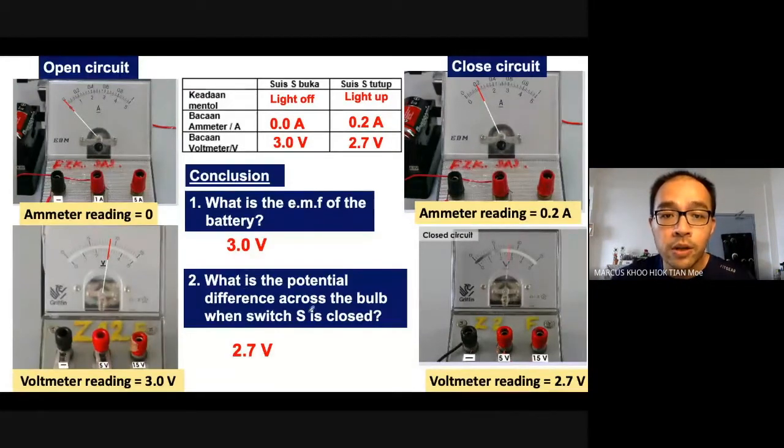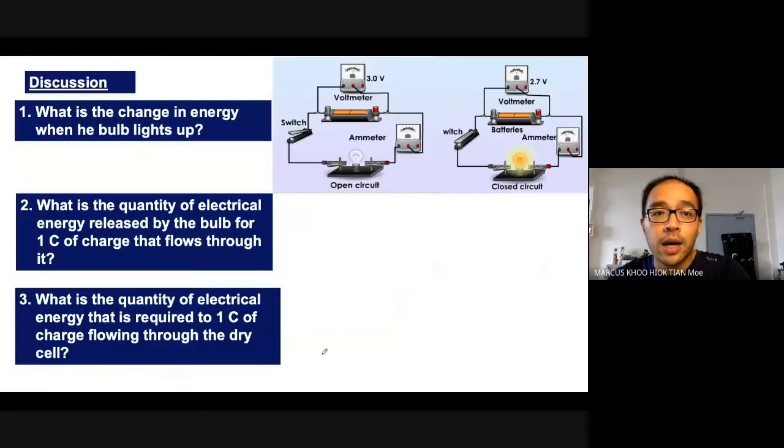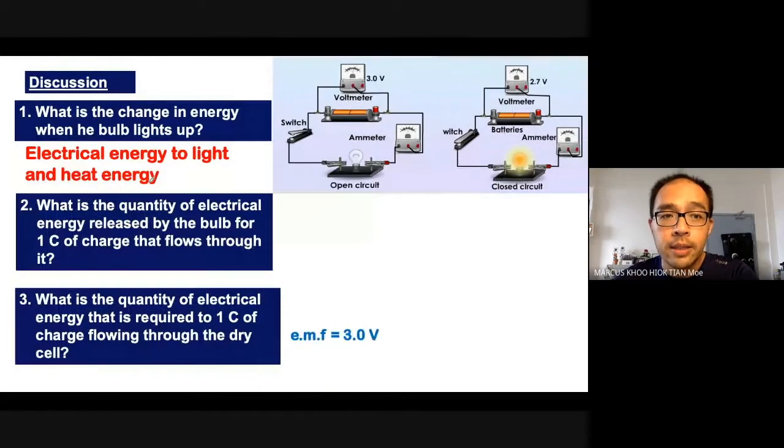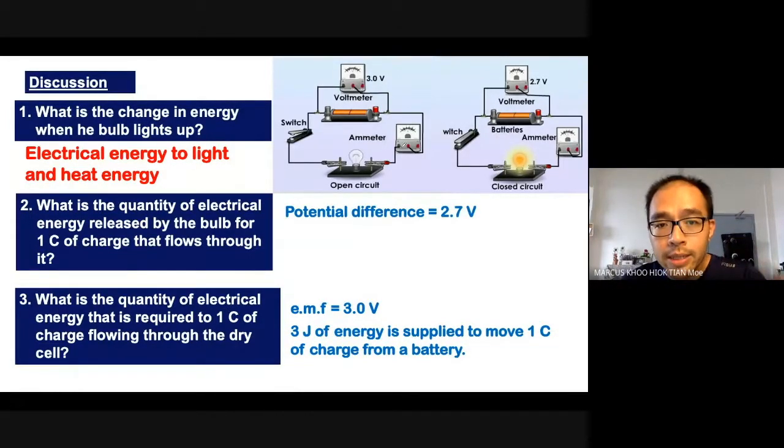So the potential difference across the bulb, when the switch is closed now, should be 2.7 because there is going to be a change over there. So this is what happens. What is the quantity? This is the E.M.F. The point is the quantity of electrical energy released by the bulb. This is what happens when there is no current flow, when the switch is open. The voltmeter reading shows the energy reading inside the batteries only.